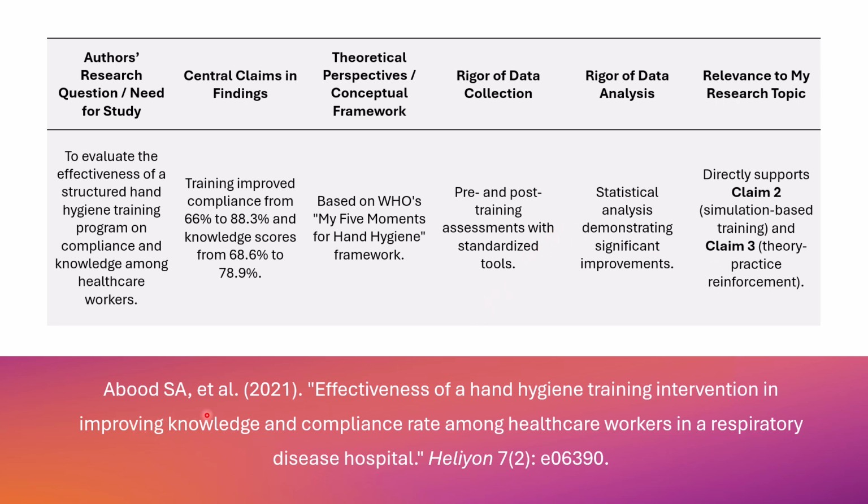That is a paper published in 2021, Effectiveness of a Hand Hygiene Training Intervention in Improving Knowledge and Compliance Rate Among Healthcare Workers in a Respiratory Disease Hospital. So in this, you can see there are all these 6 columns, they are filled. For example, the research question was to evaluate the effectiveness of a structured hand hygiene training program on compliance and knowledge among healthcare workers. And the central claims in the finding were training improved compliance from 66% to 88.3%, and knowledge scores from 68.6% to 78.9%.